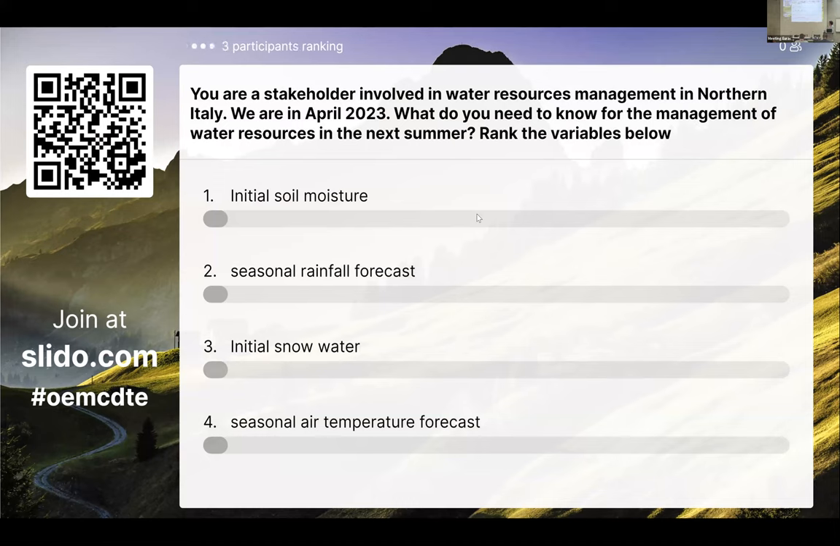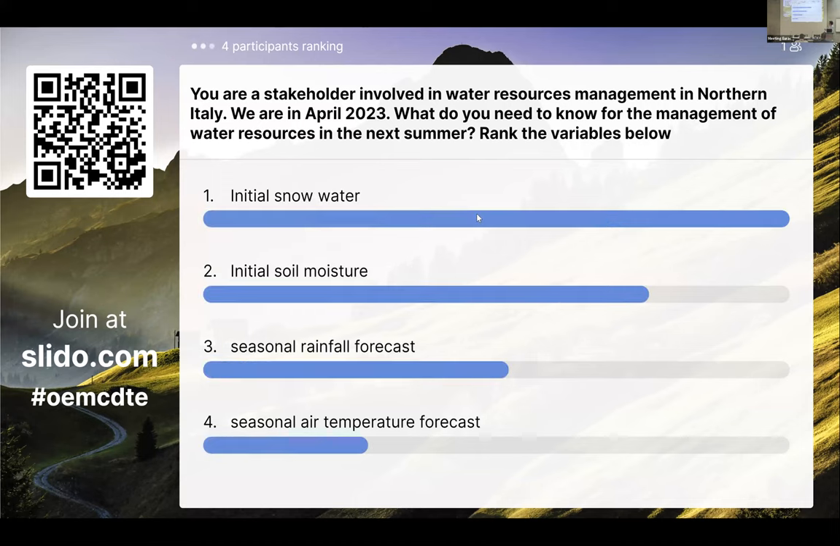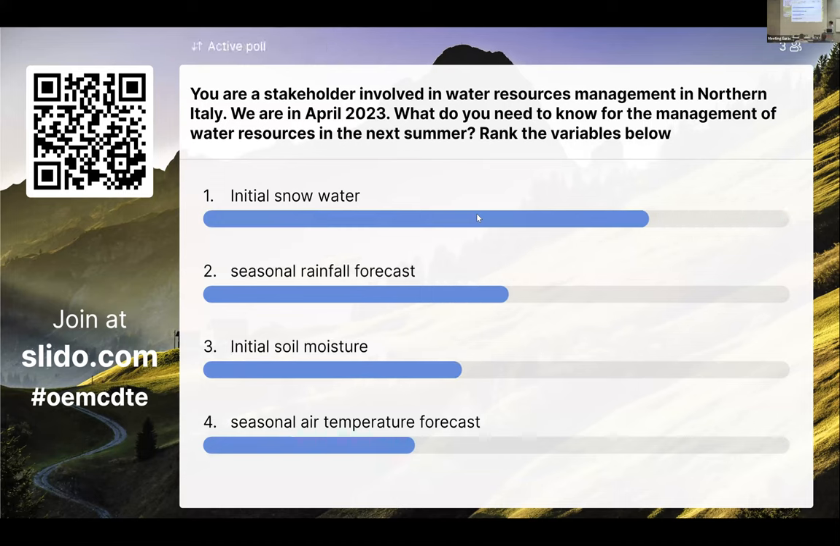In this poll, you can select which one of these variables is more important, or simply do a ranking. Is it more important to know the initial snow water, the initial soil moisture, or is it more important that you know what the precipitation will be for the next 3 months, or what the air temperature is, which is basically a proxy of how much water will evaporate?